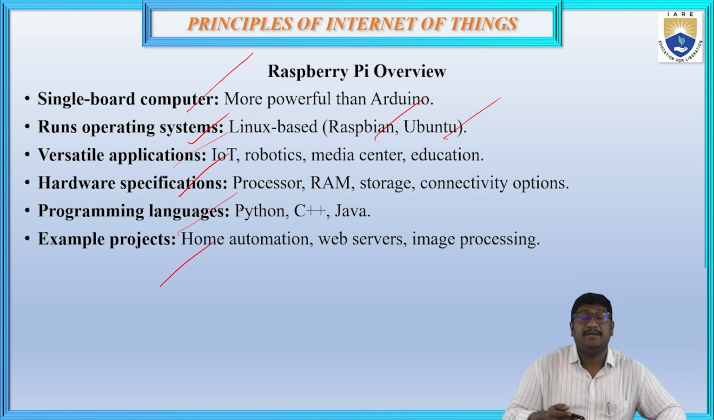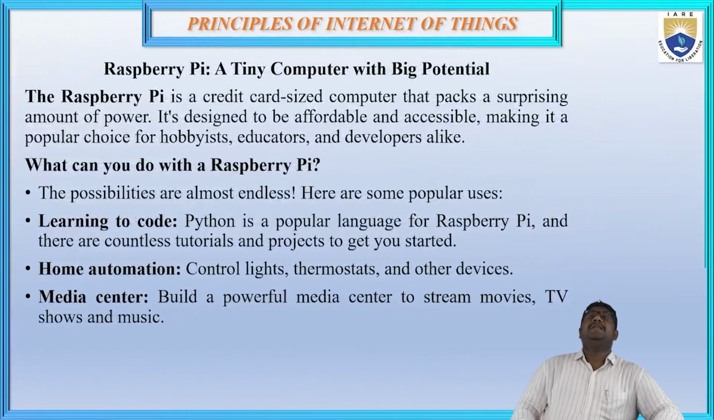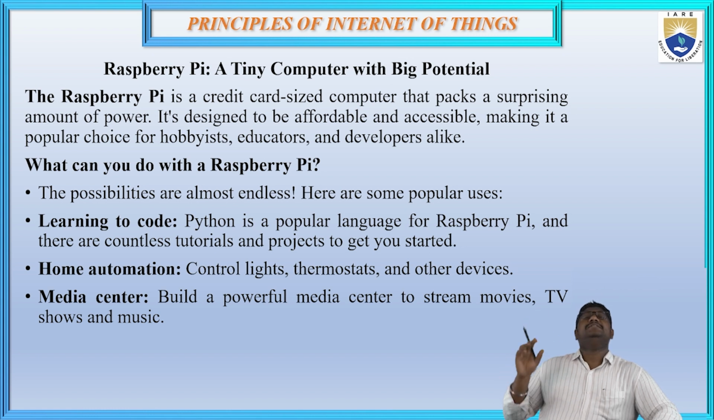What are the example projects? I can say home automation, web servers, and image processing. All these are example projects for Raspberry Pi. What exactly is Raspberry Pi? In one word, I can say a tiny computer with big potentiality. Like a small but tough guy, Raspberry Pi is also a tiny computer with big potentiality.